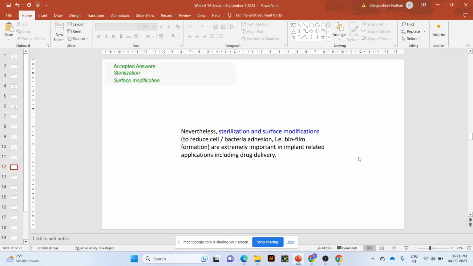Also, you can modify the surface by using drug delivery. Like you can coat the surface with antibiotics or any antimicrobial drugs, so that upon insertion into the body, it will slowly release the drugs and can prevent infections of bacteria.